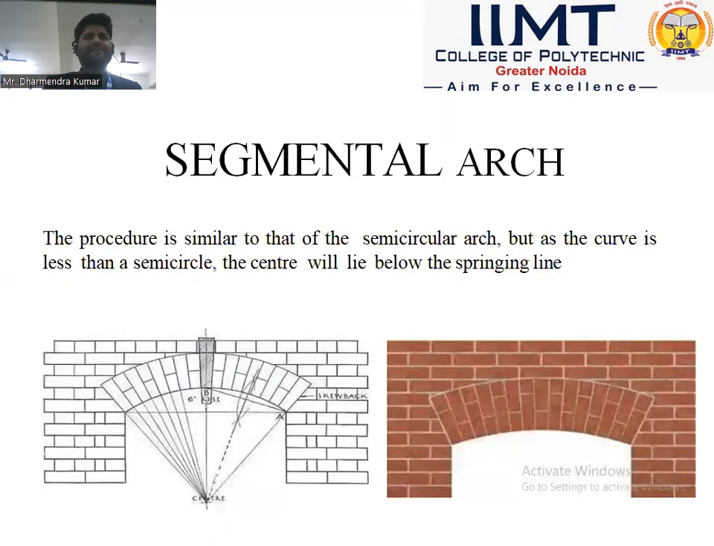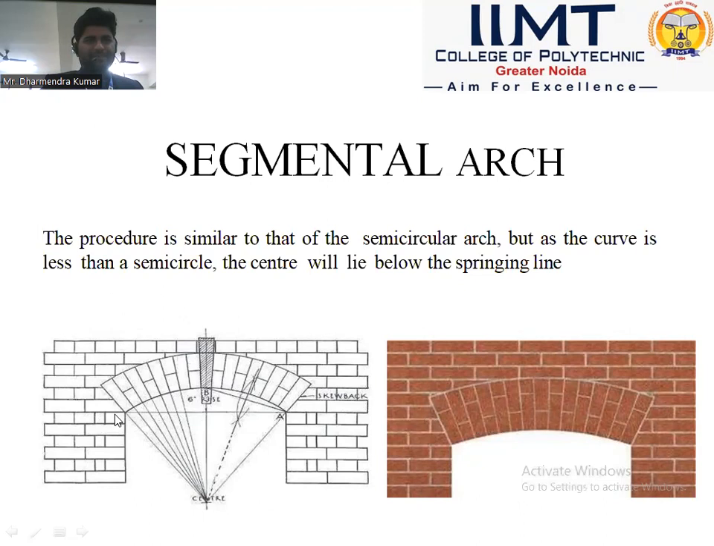And the next type is the segmental arch. The procedure is similar to the semicircular arch, but the curve is less than a semicircle. This is like a copy of the semicircular arch, but the curve is much smaller compared to the semicircular arch. Since it is less than a semicircle, the center will lie below the springing line.